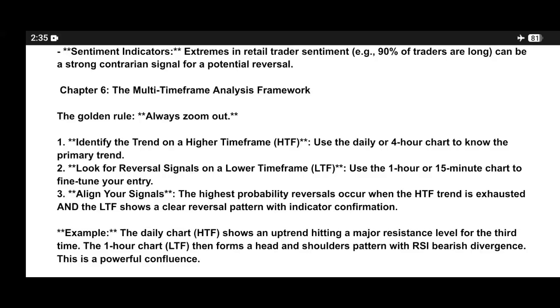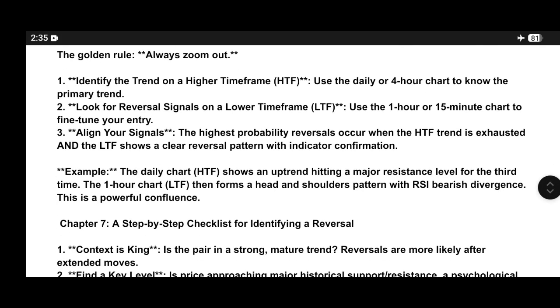The highest probability reversals occur when the higher time frame trend is exhausted and the lower time frame shows a clear reversal pattern with indicator confirmation. Let's take for example, the daily chart, which is the higher time frame, shows an uptrend hitting a major resistance level for the third time. Then the 1 hour, which is the lower time frame, forms a head and shoulders pattern with bearish divergence. This is a powerful confluence.